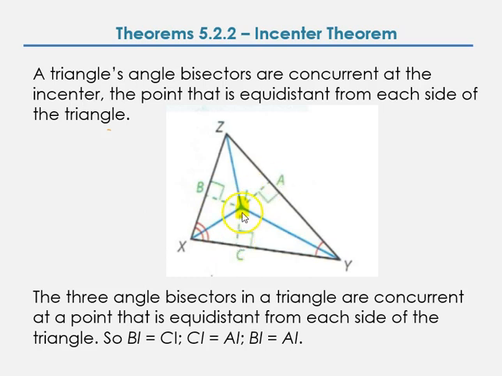So we've drawn 3 angle bisectors. Angle ZXY has been bisected, angle ZYX has been bisected, and angle YZX has been bisected. The lines meet at point I, and BI is congruent to CI is congruent to AI.